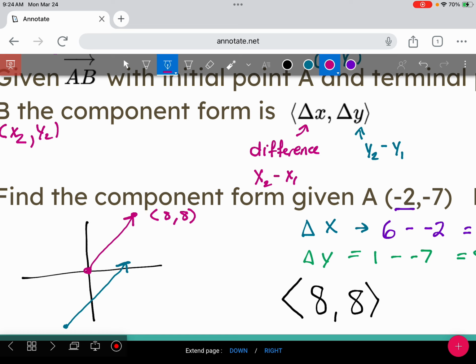To find the component form, no. Can it be facing other directions? Yes. It can face in any direction. I can have a vector that goes this way, this way, or this way. I could have a vector in any direction. It's all about where our initial point is and our terminal point is.